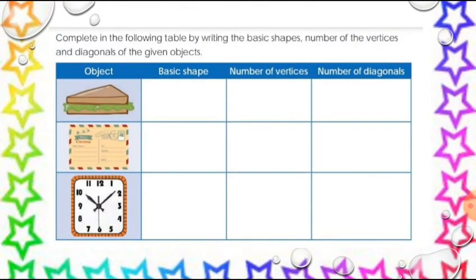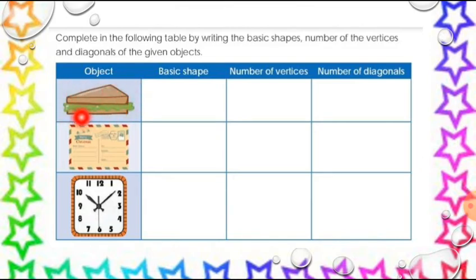Look at this one, children. This is also your textual exercise. Complete the following table by writing the basic shape, number of vertices and diagonals of the given objects. So here some objects are given. You have to write which shape each object has.